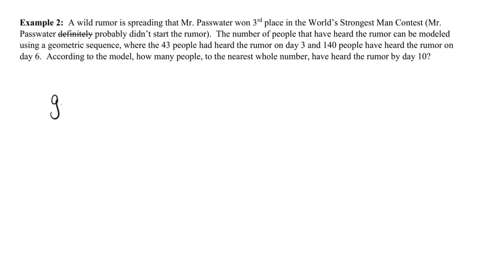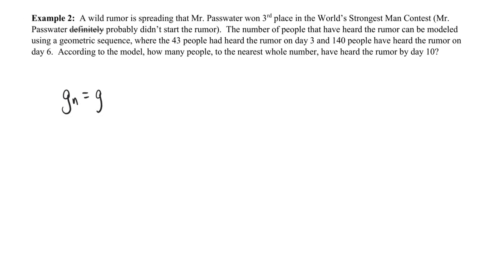So I know that I have this, right? G of n equals G of k times r to the n minus k. So if I can figure out some of these numbers, we're going to be good. All right, it says 43 people heard it on day 3. So G3 equals 43. And then 140 people heard it on day 6. So G6 equals 140. So I can fill in some of these numbers because I need to figure out the r, right? That the r is what's getting me.